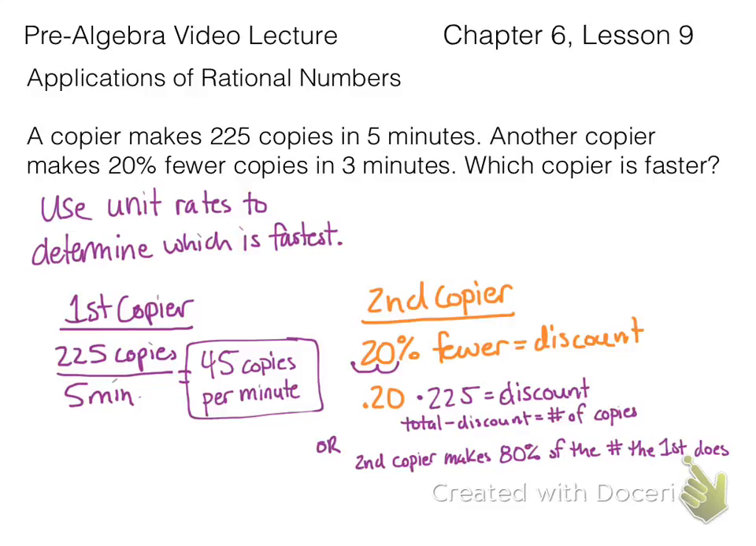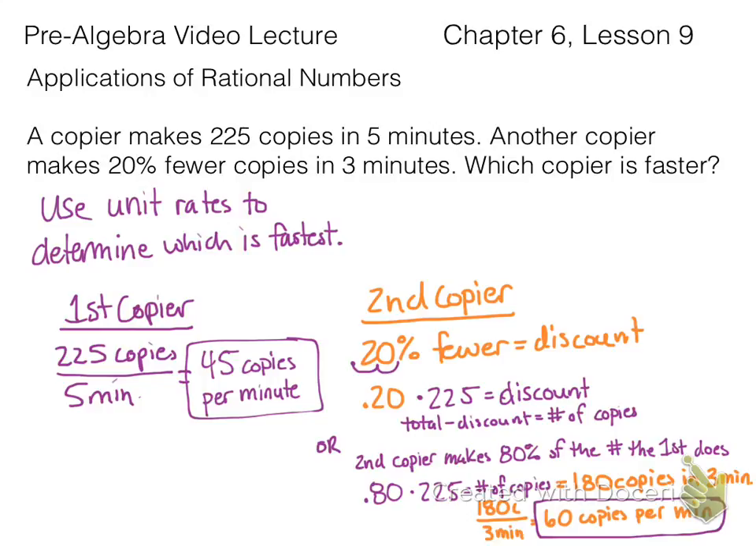Okay, so 80% of 225 copies equals the number of copies, which is 180 copies in 3 minutes. Remember, we still have a rate. This is how many copies it makes in 3 minutes. To figure out how many copies it makes in 1 minute, we're going to divide, and we're going to get 60 copies per minute. So, the second copier is faster, and it's faster by several copies. That's what, 15 copies? That's pretty crazy. It's 15 copies faster.